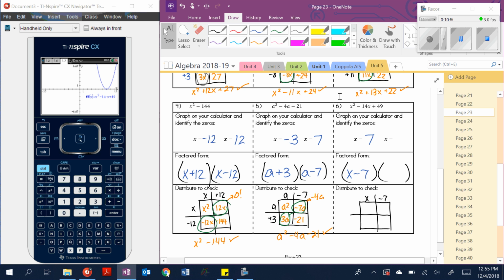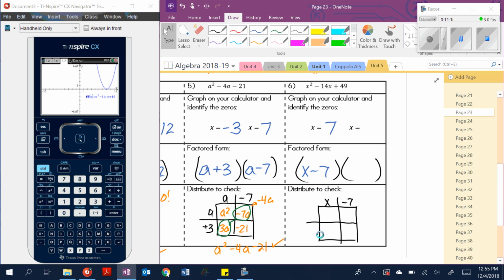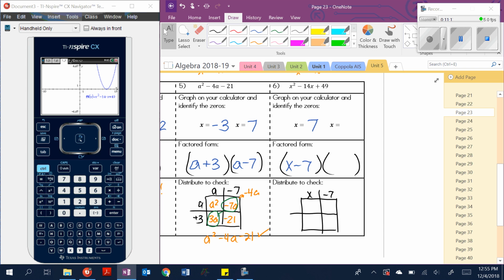But number 6 was all weird. So number 6, I can't figure this out. So with number 6, somehow I had the x minus 7, but in my box, I'm supposed to be getting the x squared minus 14x plus 49. So let's think about this one here, because this is going to help us with what we're going to do on the next day. And hopefully it's going to help us make some connections.